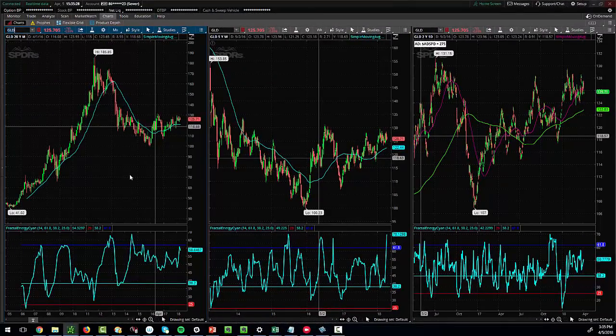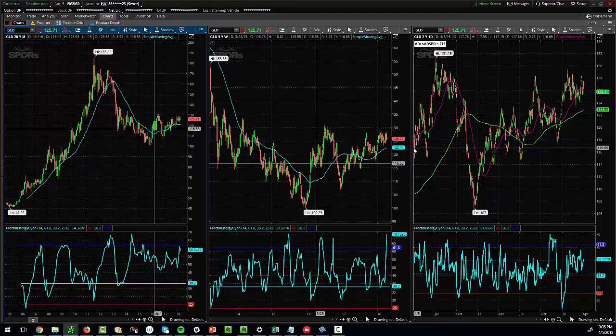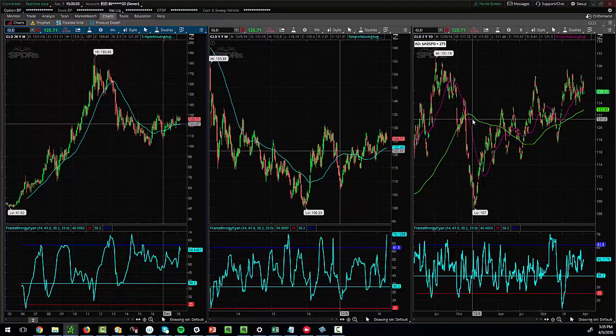Now, in the one more thing department is gold, or in this case, just GLD, which is the ETF of gold.